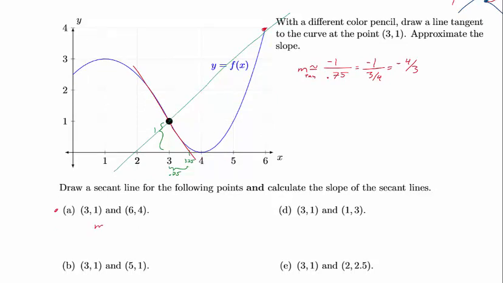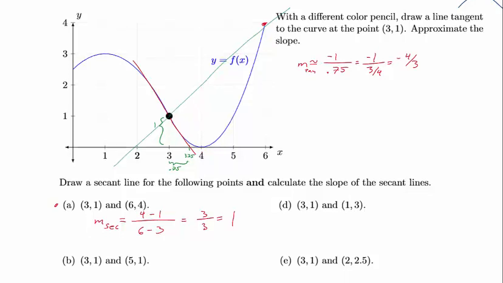Just kind of see how this works. So the slope of the secant line equals 4 minus 1 over 6 minus 3. 4 minus 1, that gets us 3. 6 minus 3, that is 3. And so we have a slope of positive 1. So we note that this slope is very different than the slope of the tangent line that we have approximated.